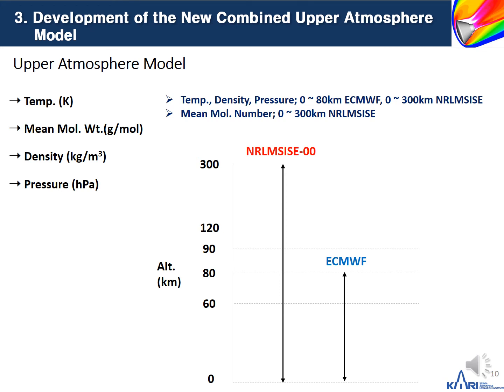Our model is a combination of two existing models, NRL MSIS and ECMWF. So NRL MSIS covered the higher altitude over 80 kilometers to 300 kilometers, and ECMWF covered lower altitude, such as ground to 80 kilometers. Basically, we produce data set and interpolate for the point in which we are interested in season and daily time and geophysical location.